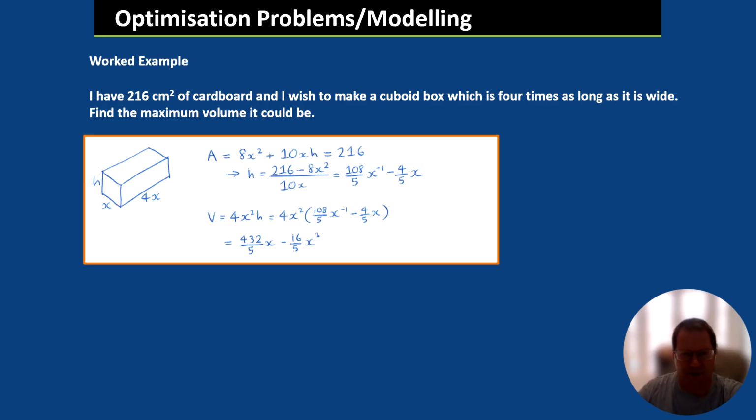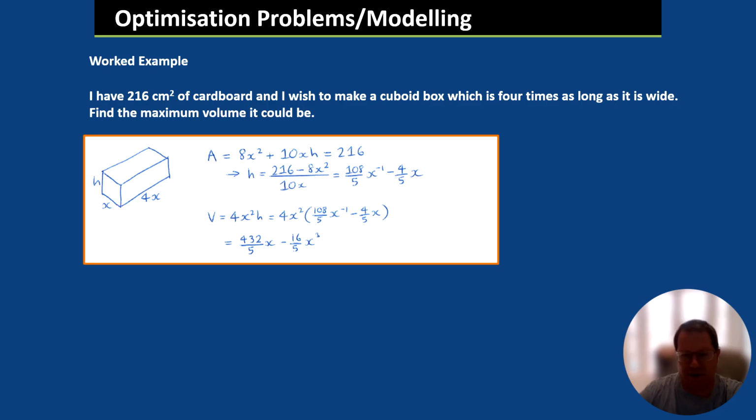Okay, a second worked example. I have 216 square centimetres of cardboard and I wish to make a cuboid box which is 4 times as long as it is wide. Find the maximum volume it could be. So again, I have a constraint. It's the 216 square centimetres of cardboard. That's the surface area. And we're trying to maximise the volume.